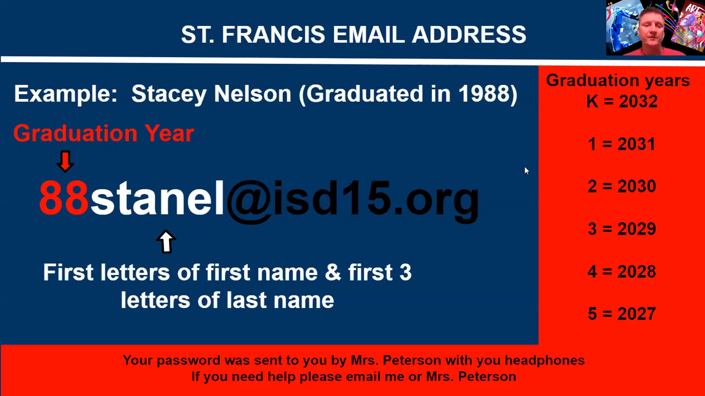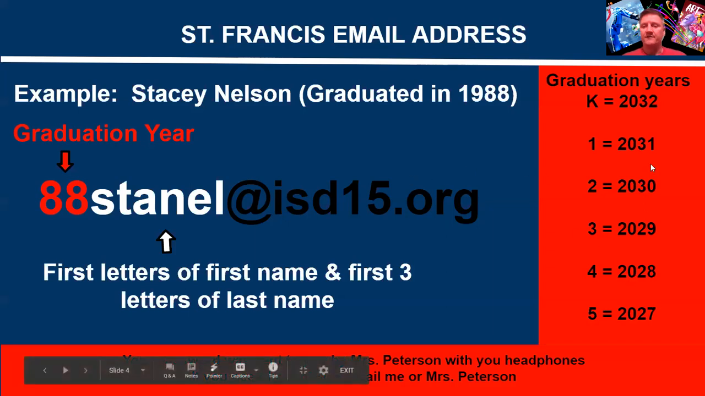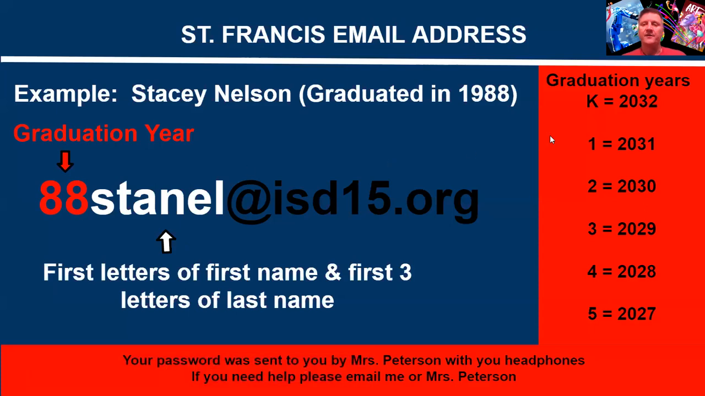To figure out what year you graduate, over here I have the list. So fifth graders, you're going to graduate in 2027. So you would put in 27 instead of the 88. Kindergartners, the 32 is when you're graduating. You put that instead of the 88.